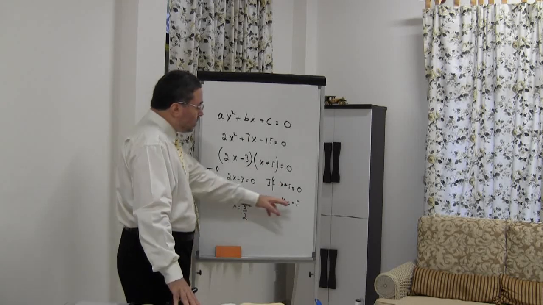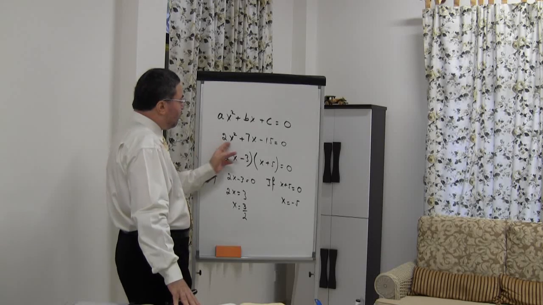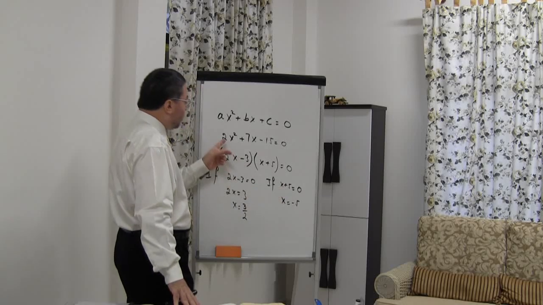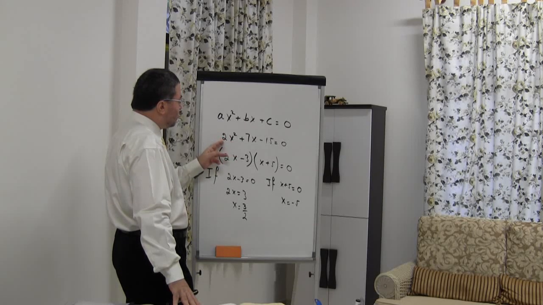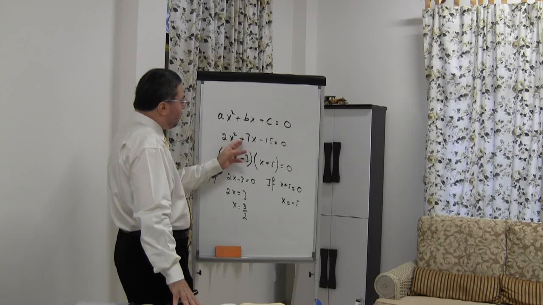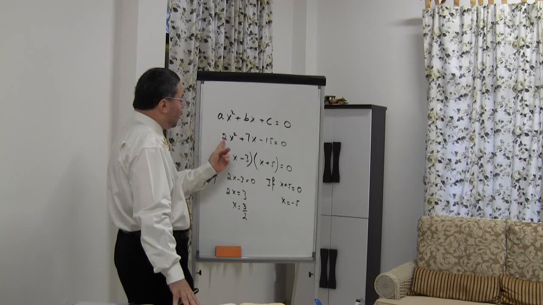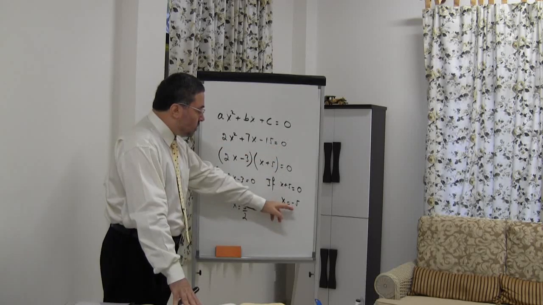If you put minus 5 in the original equation here, you are going to have this equal to 0. Let's substitute minus 5 in this equation. 2 times minus 5 times minus 5, that's 25, times 2, that's 50. Plus 7 times minus 5, that's minus 35, minus 15, that gives us minus 50, and a 50 here, and their sum is 0, so our answer is correct.